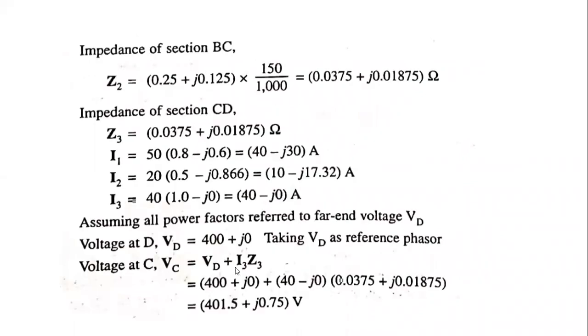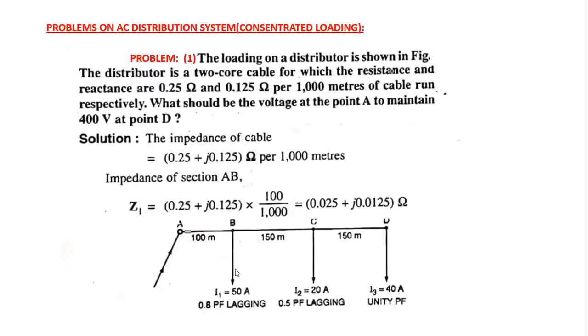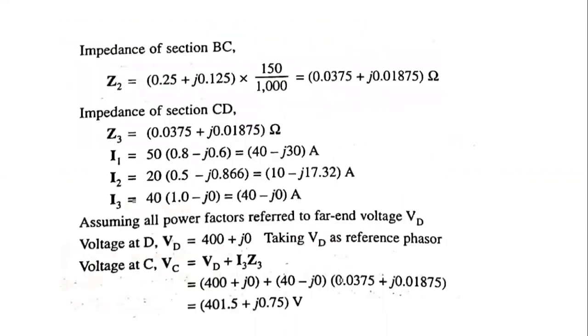What is the formula for that cos φ1 value? That is 0.8 power factor. By using this 0.8 power factor cos value, we will calculate the sin, that is sin φ1. Therefore sin φ1 is equal to 0.6. 50 into 0.8 minus j 0.6, that is equal to 40 minus j30 amperes.